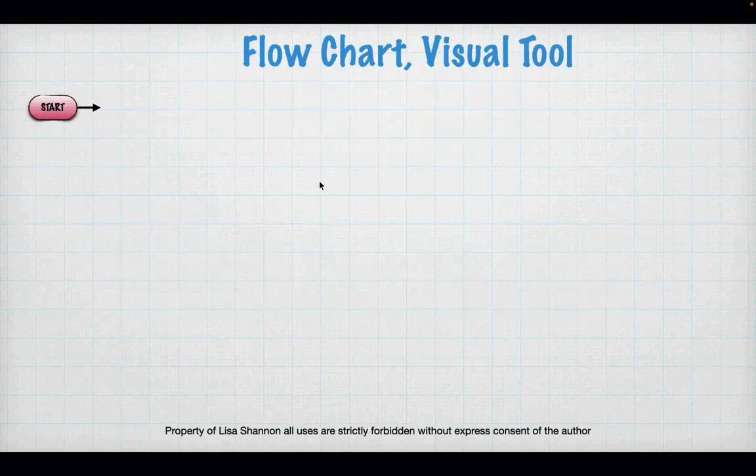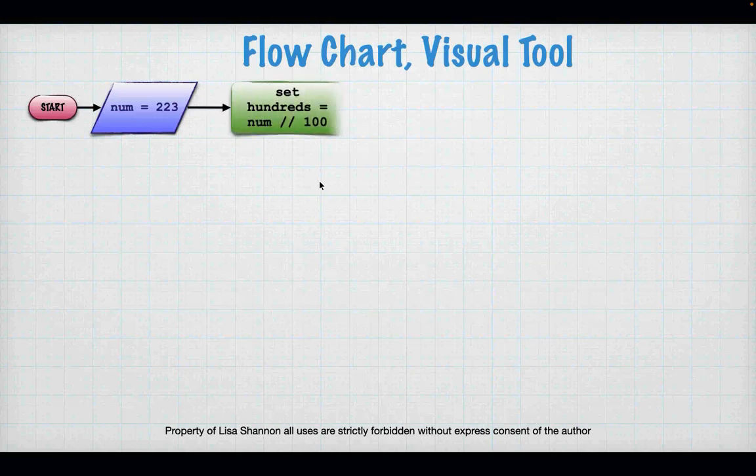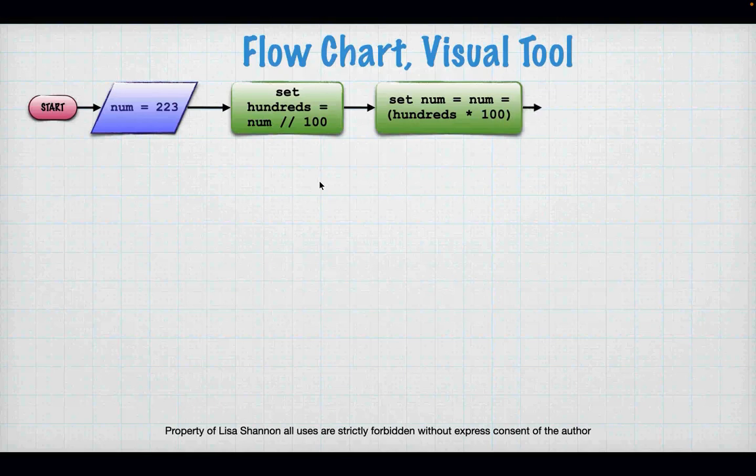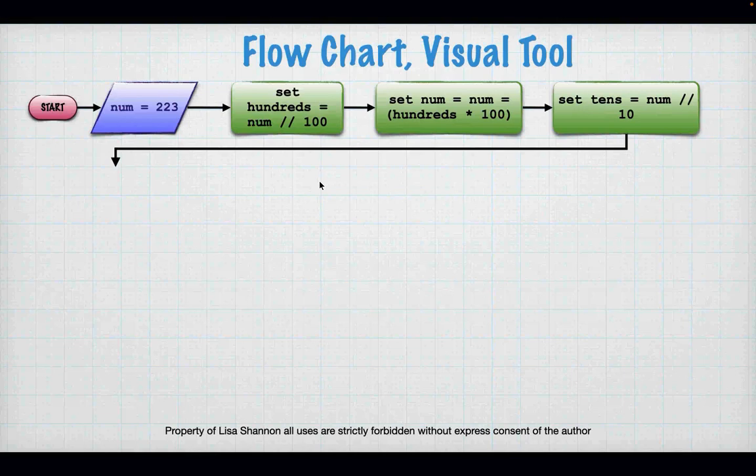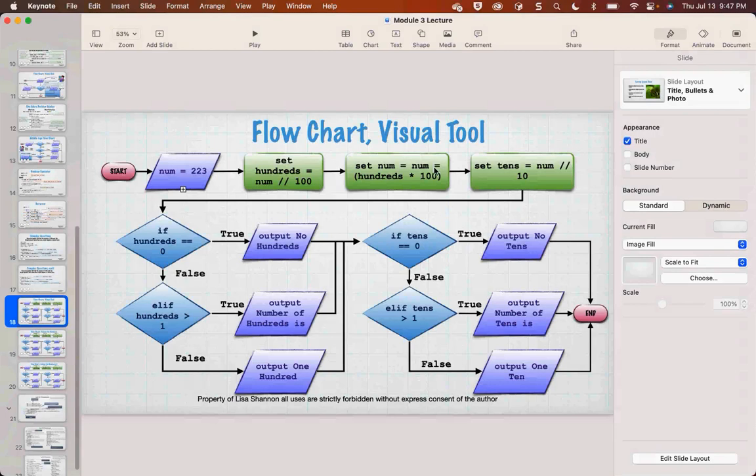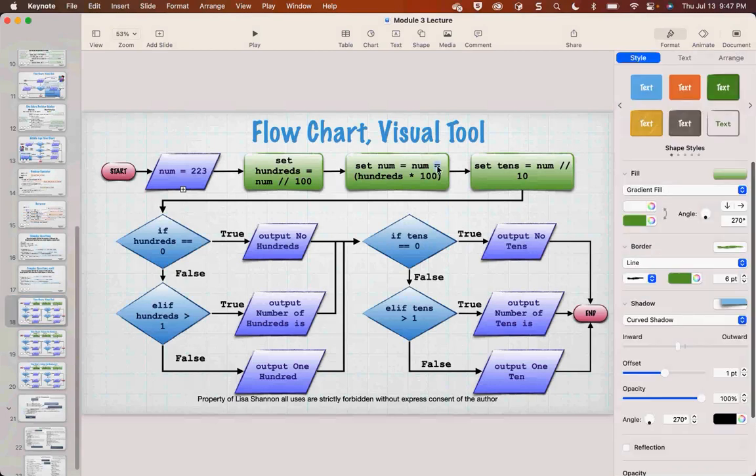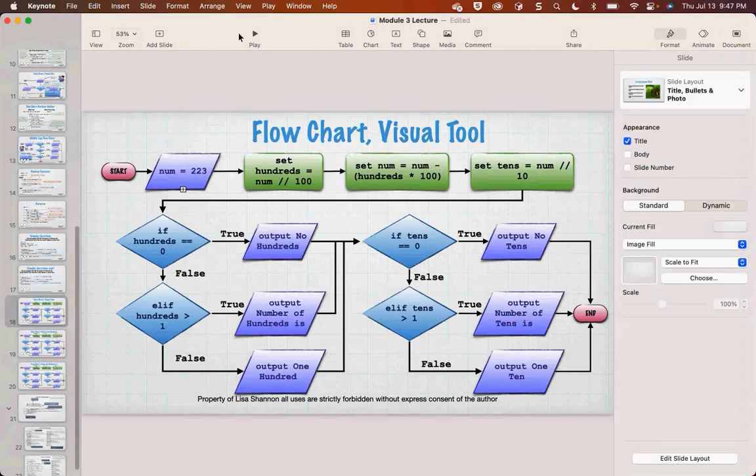Okay, so we're going to use the flowchart again. And we're just going to look at this from a flowchart perspective real quick. And we will go in and look at some code in just a minute. So I've got the number 223. I'm going to set hundreds to num floor 100. I'm going to set num equal to num minus hundreds times 100, my bad. That's wrong. I've been using these for years, and I just caught that.